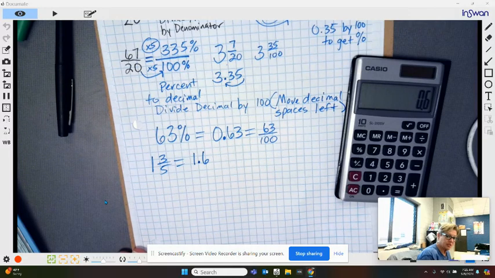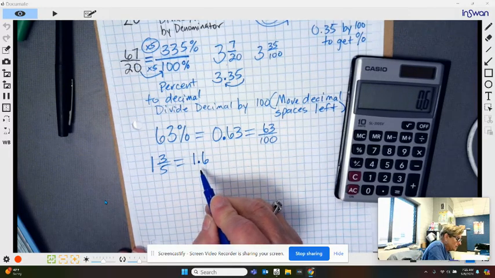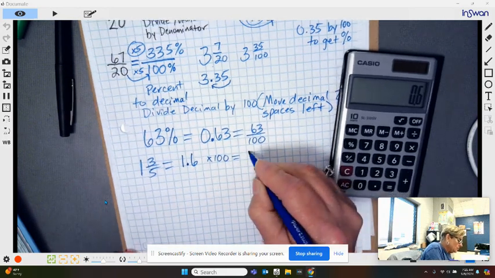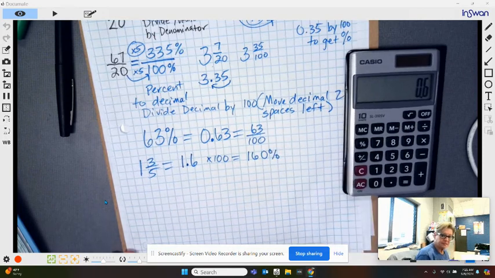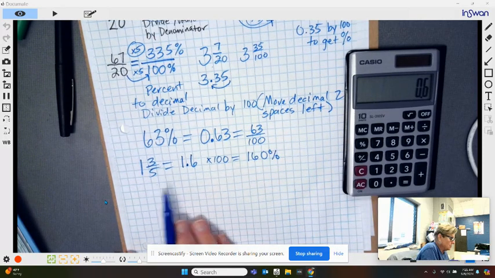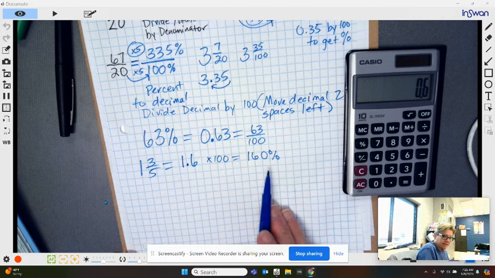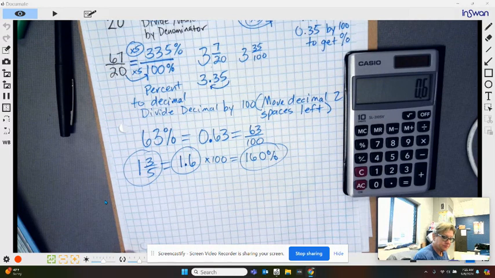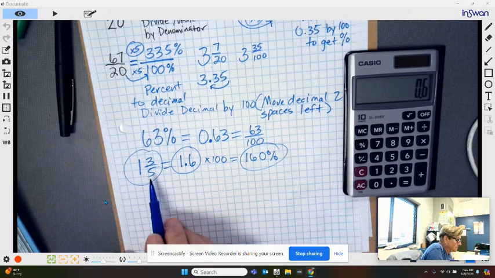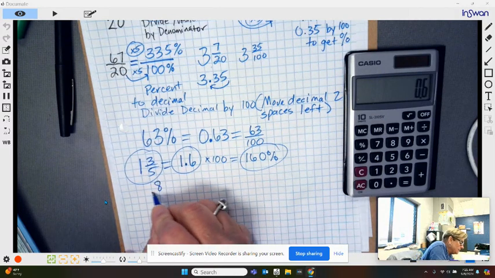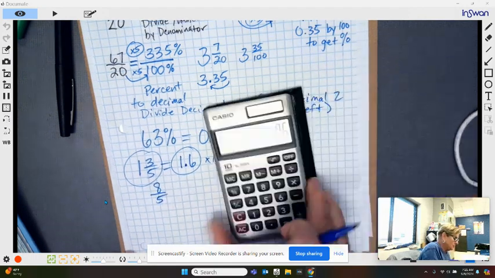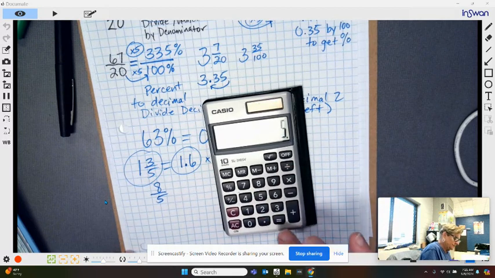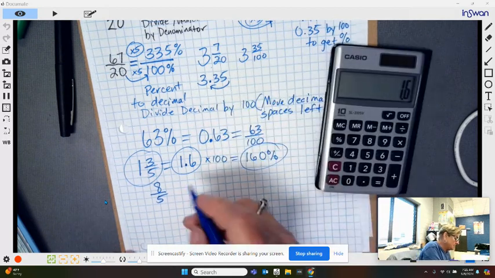To make that a percent, it's parts per 100. So take that times 100, and that becomes 160%. So fraction, decimal, percent. There's your 3 values for each. If I made that 1 times 5 is 5 plus 3 is 8, if I did 8 over 5, same thing. I could do 8 divided by 5, and that gives me 1.6, which is the same.